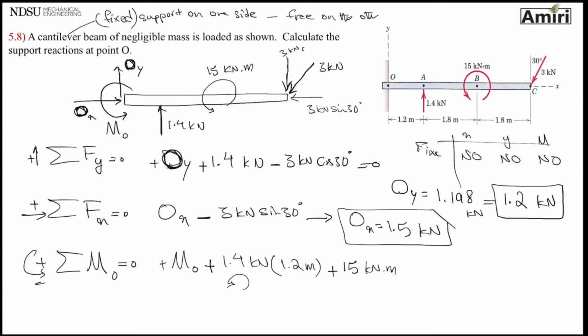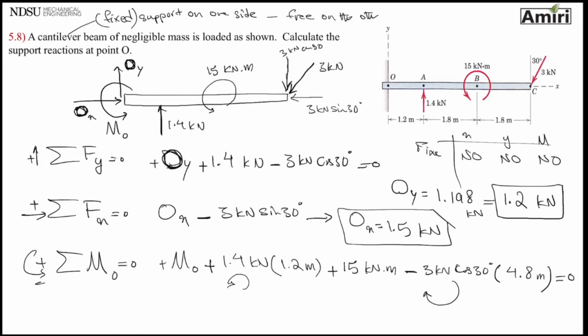So that's also plus. Moving on, I have two forces at the end: a 3 kilonewton cosine 30 and a 3 kilonewton sine 30. The sine 30 goes right through point O, so I don't care about that one either. The only one I care about is 3 kilonewtons cosine 30 at a distance of 1.2 plus 1.8 plus 1.8, which is 4.8 meters. It's pointing down, so it's trying to rotate the beam this way around point O, and that's against my sign, so I have to put a negative right there.